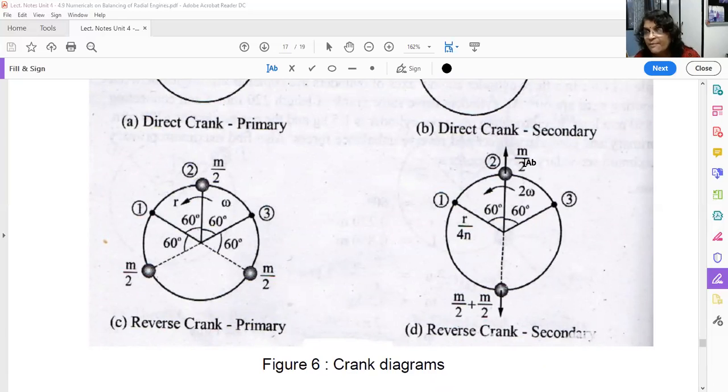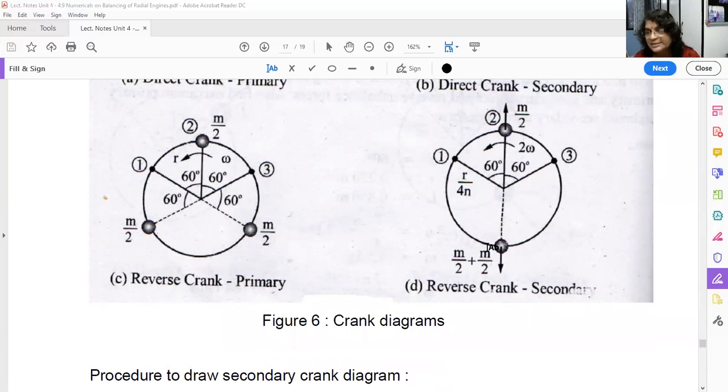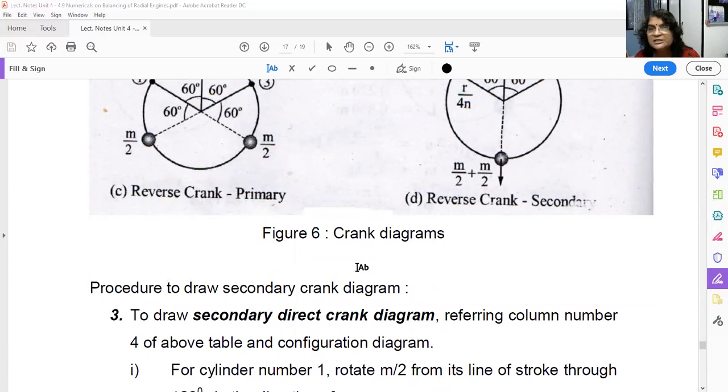So here it will be m by 2 r omega square upon n. What is the magnitude of this force? Here there are two masses, so 2 into m by 2 r omega square upon n. But this is acting in the vertically upward direction. This is in the downward direction. So this minus this is the total vertical unbalanced force.